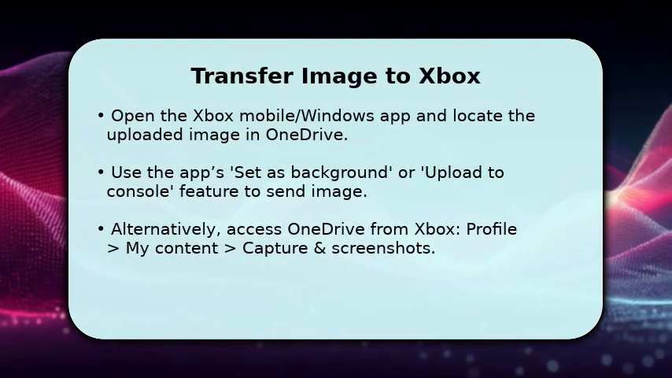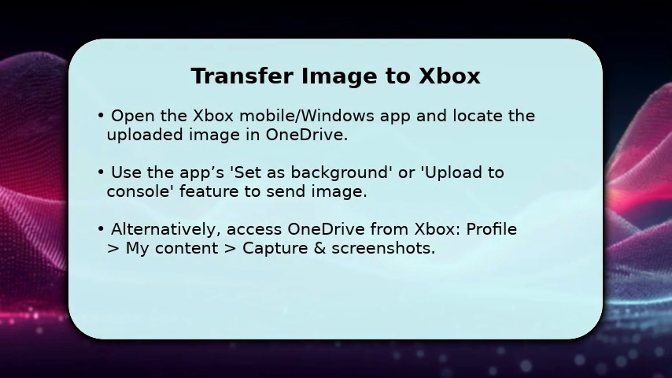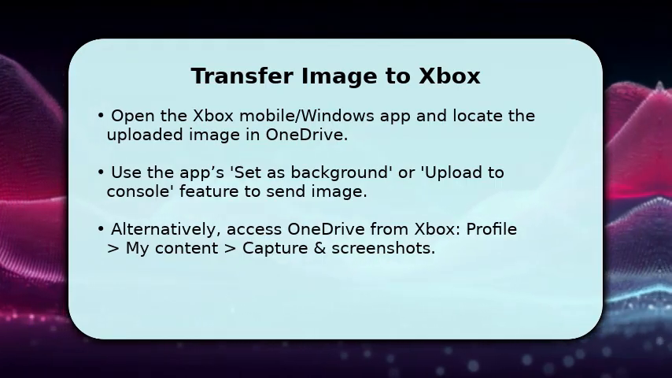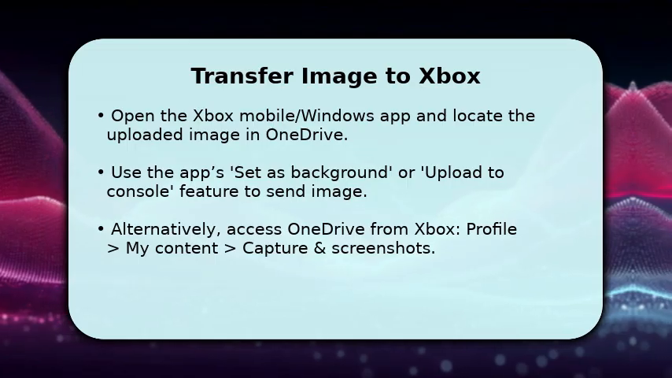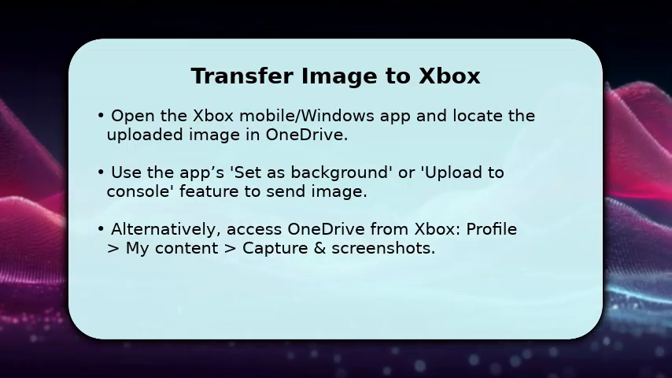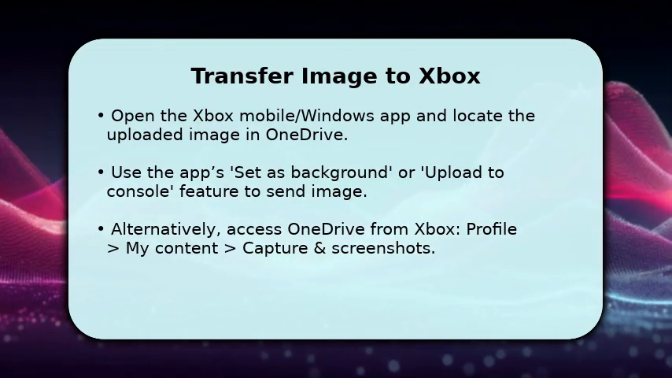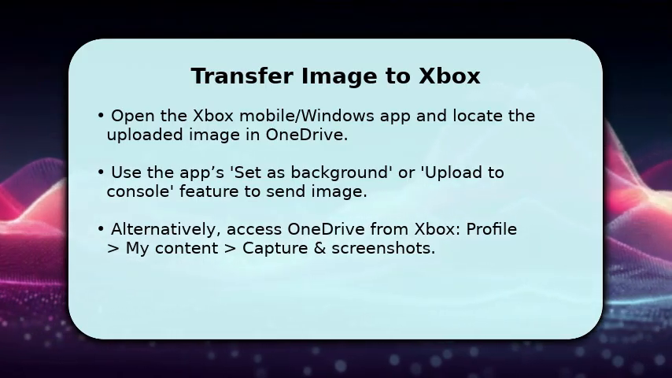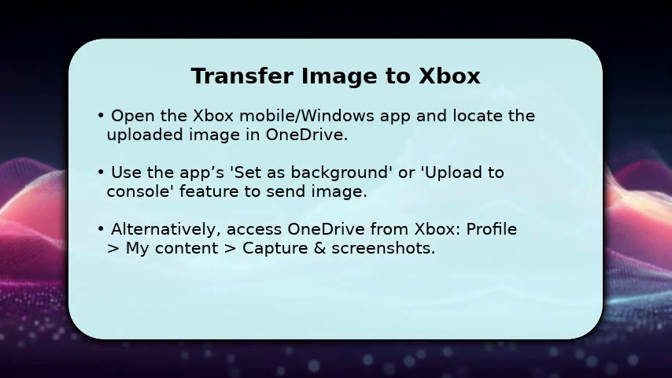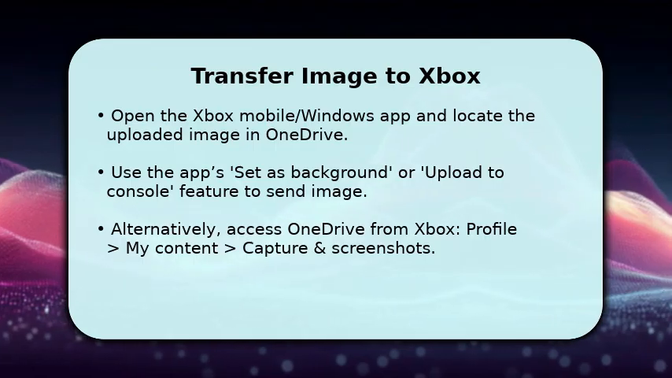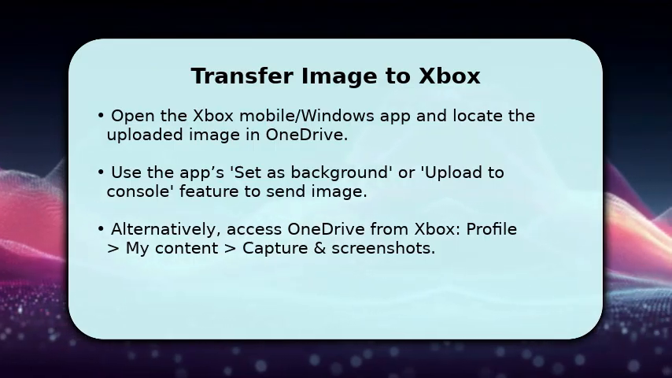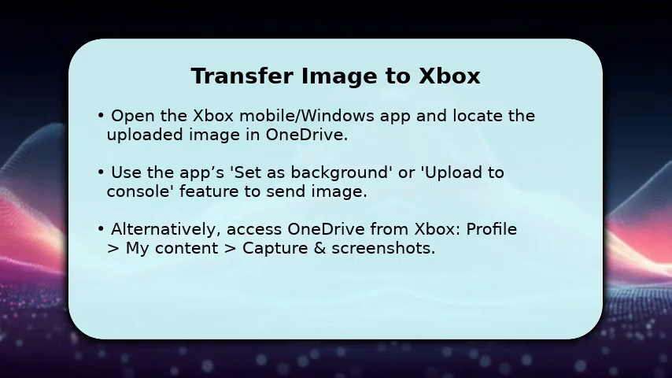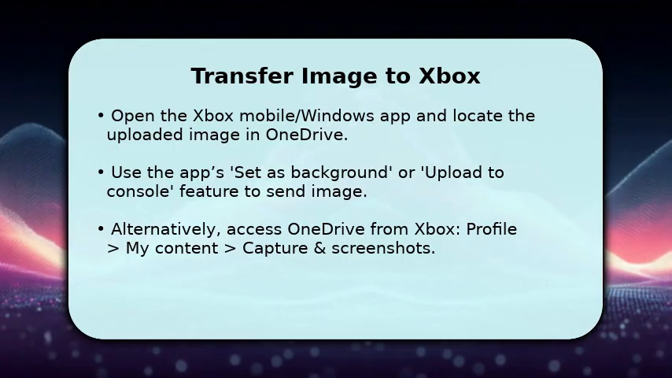Now you move the file onto the console. Open the Xbox app or the OneDrive app on the Xbox and locate the uploaded image. Use the app command to set the image as background or choose the Upload to Console option. This sends the file directly to your Xbox profile. If you prefer on-console control, go to Profile, then My Content, and find Capture and Screenshots to import the image. Make sure your console is online and signed into the same Microsoft account.